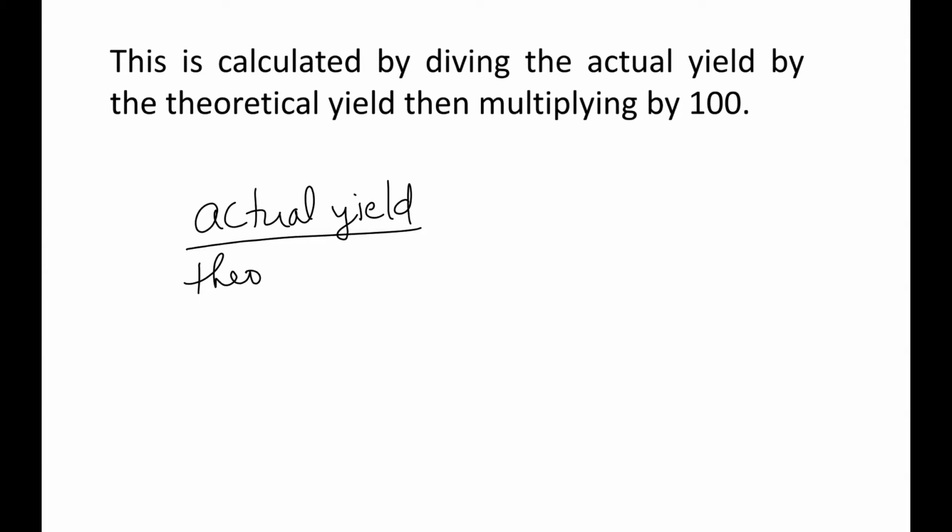This is calculated by dividing the actual yield by the theoretical yield, then multiplying by 100. So let me write the equation down. It's actual yield divided by theoretical yield times 100. Okay?